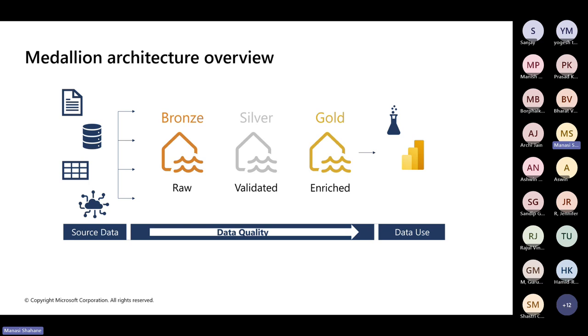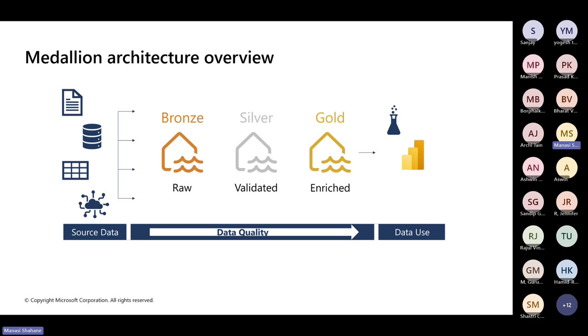Just to give you a brief, medallion architecture is nothing but a layered architecture, like a buffer zone, where you get the data. The data that generally gets loaded in a data lake is raw. We all know that it is not perfect. We need to make it perfect. We need to clean it. We need to transform it. So the first layer in the lakehouse that receives this raw data is called the bronze layer.